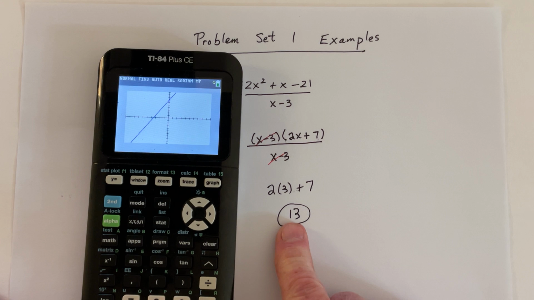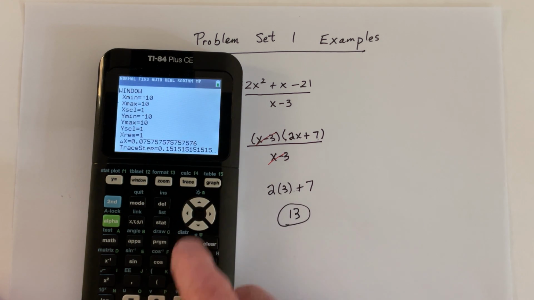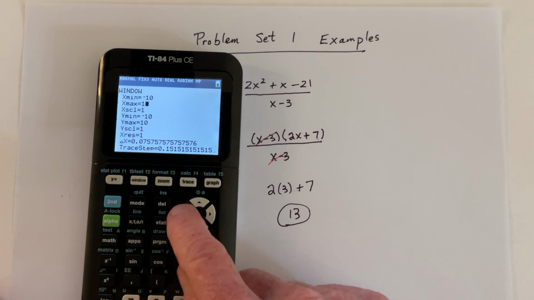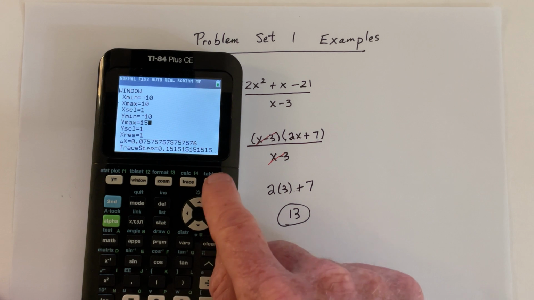Okay, so the answer was 13 and my graph is only going up to 10. So I need to change the window, have it go up to at least 13. So, this part was fine. It's the y value that needs to go up to at least 13. I'll go to 15.